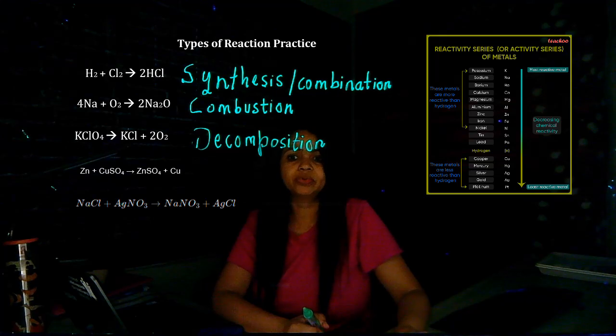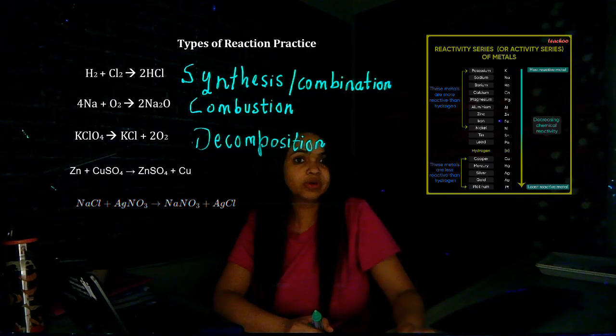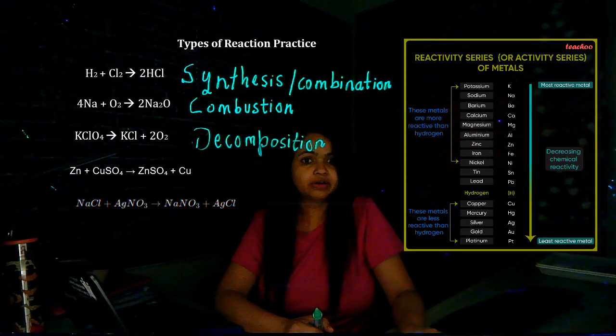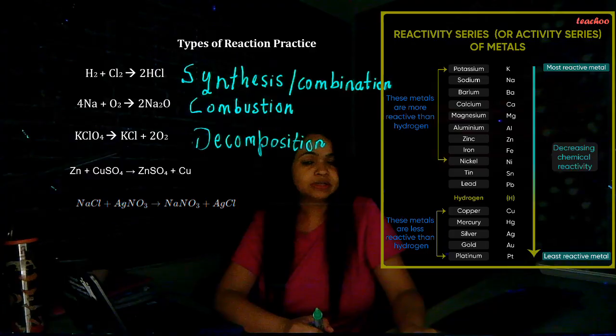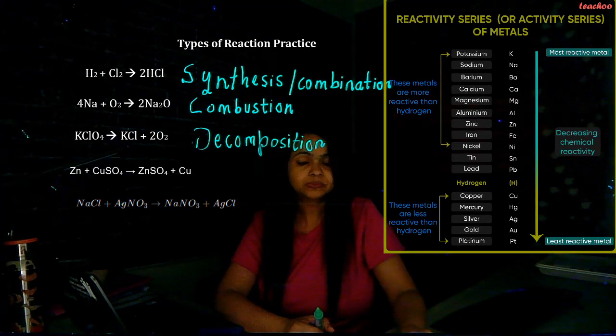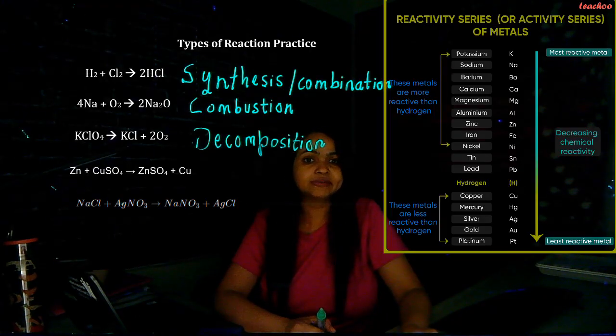The next example is zinc reacts with copper sulfate to form zinc sulfate and copper. So in order to do these type of reactions, since you see that copper is being replaced in this reaction, we are going to refer to the reactivity series of metals. So here this series talks about the arrangement of metals in the order of decreasing reactivity. So we are going to look at the position of zinc and copper on the reactivity series of metals.